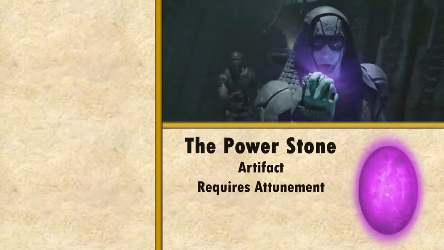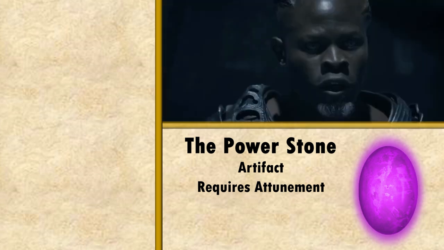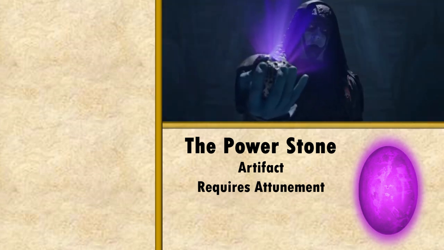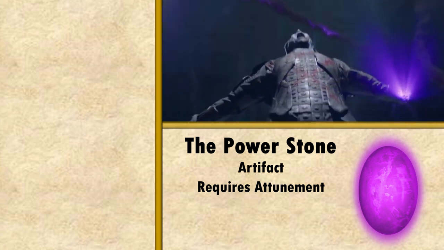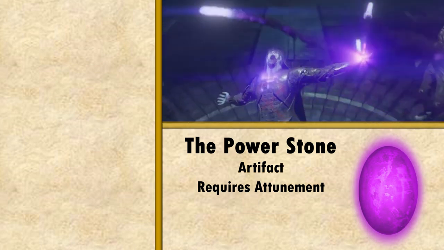Next, we have the Power Stone, which was first seen in the Guardians of the Galaxy. This stone is also an artifact, but does not contain charges. Instead, this stone gives you the following passive abilities.